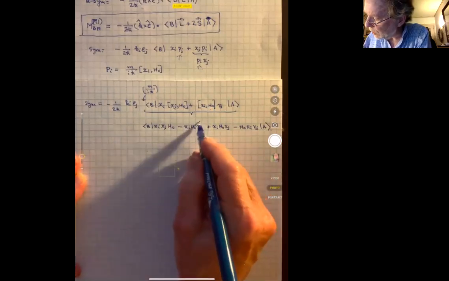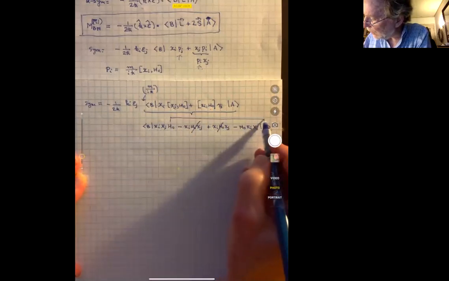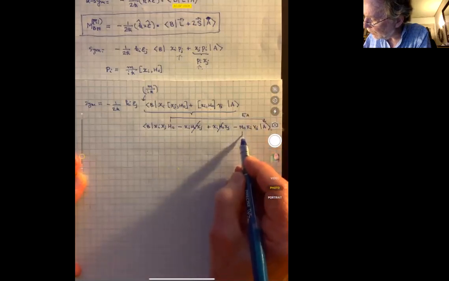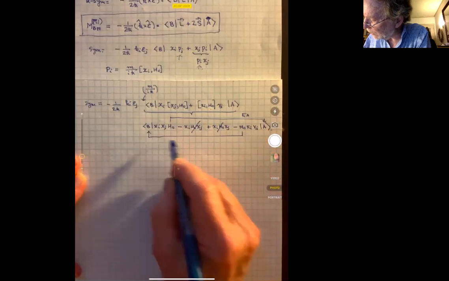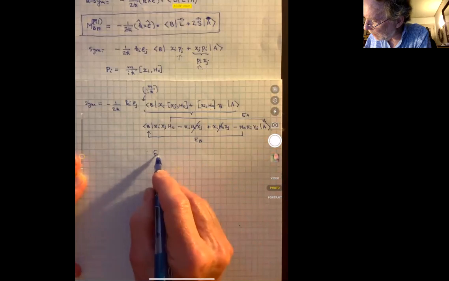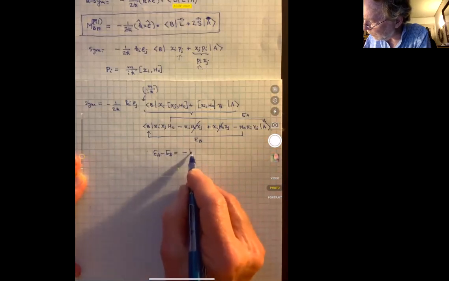And if we do this, we see these two middle terms cancel. And this H0 acts on that A over there to give us an EA, and this H0 acts on this state B over there to give us an EB. And so once again, we get an EA minus EB, which just as before is equal to minus H bar omega.